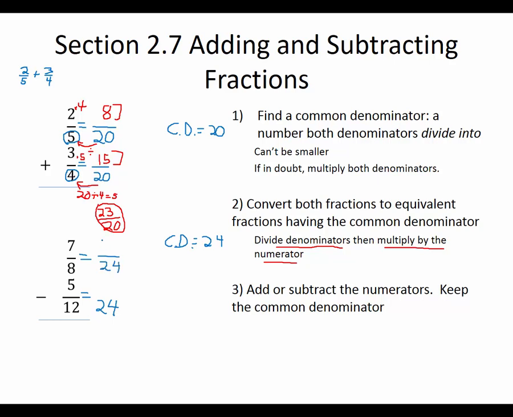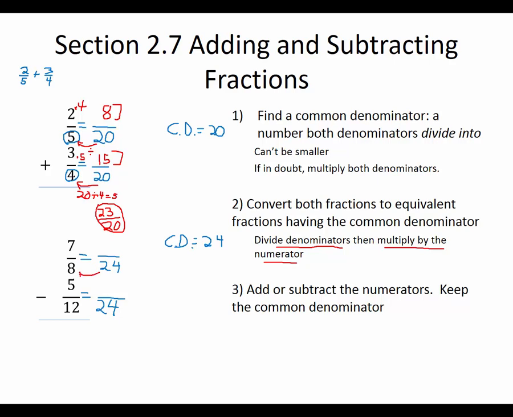And now my next step is I have to find the new numerators. Remember, I can't just bring 7 and 5 over. I've got to divide the denominators and then multiply the result by the numerator. Again, go ahead and pause the video and see if you can figure out those numerators on your own. Alright, let's see if you got them right.